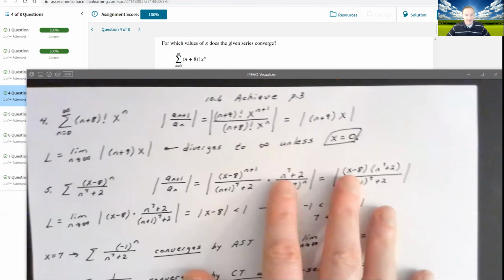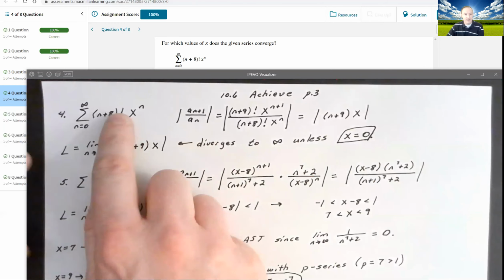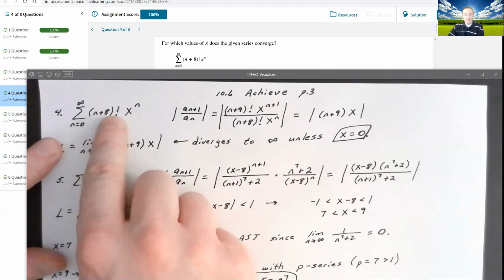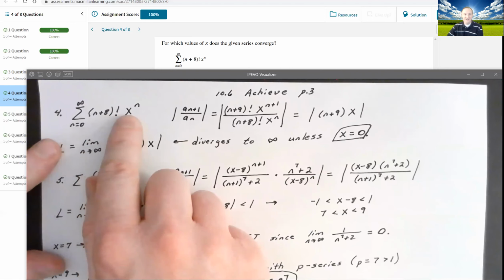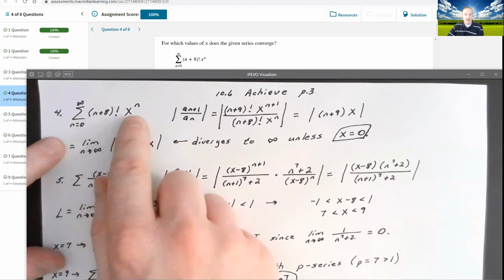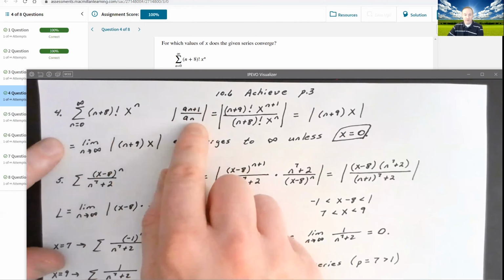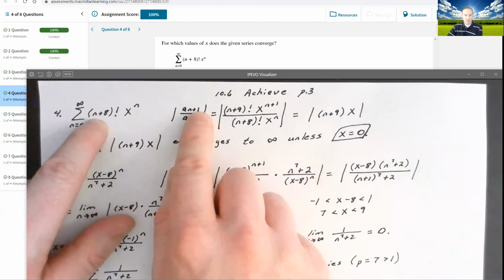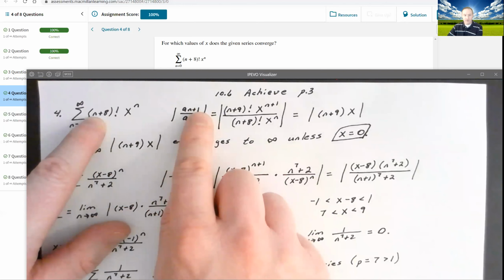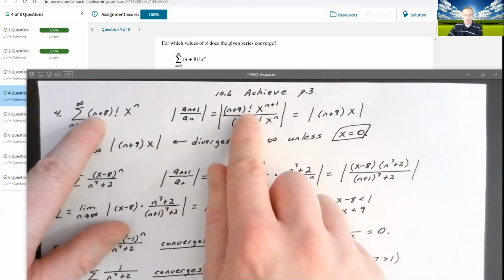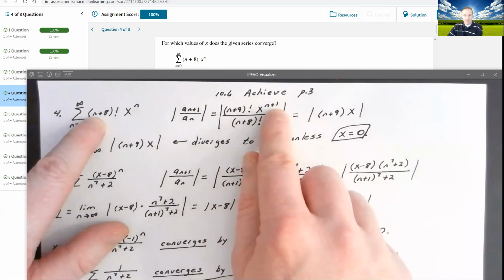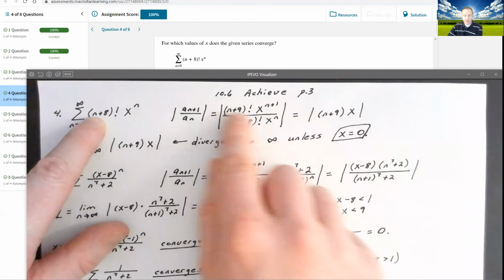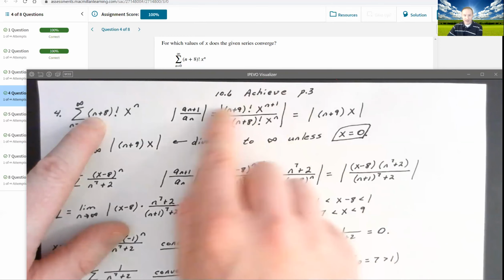We have the series (n plus 1) factorial times x to the n. So I can say, okay, a sub n plus 1 over a sub n. A sub n plus 1 says just plug an n plus 1 in the place of n in your problem. Well, then that's going to become n plus 1 plus 8, which is (n plus 9) factorial. Then you're going to have times x to the n plus 1. So this is a sub n plus 1 divided by a sub n.